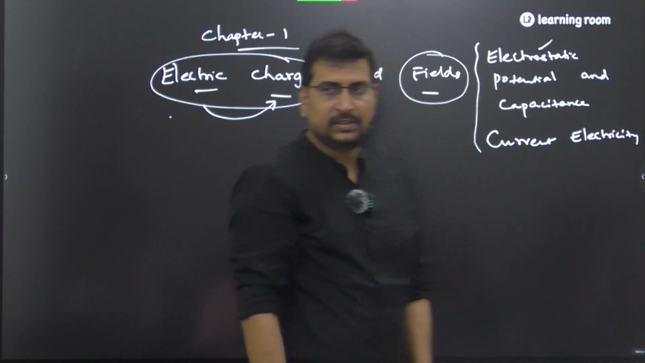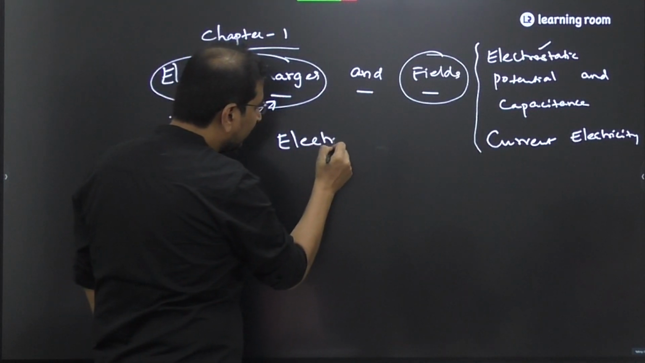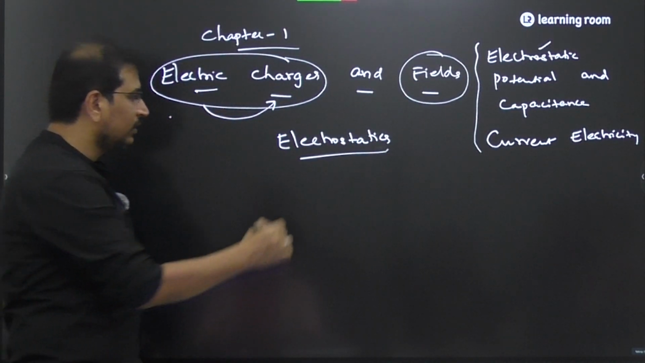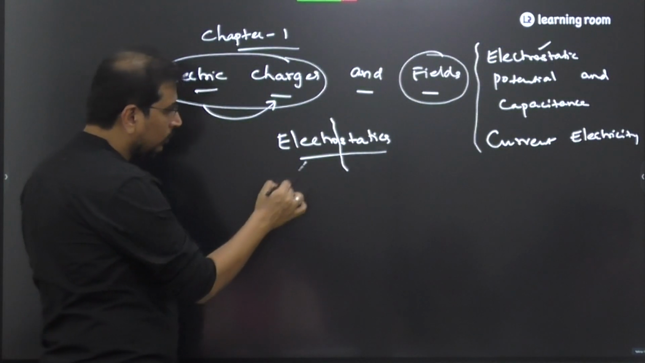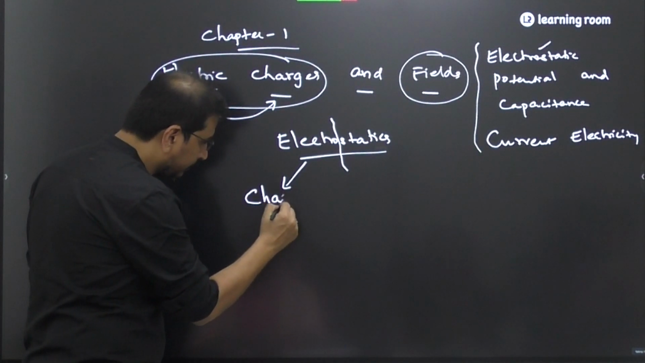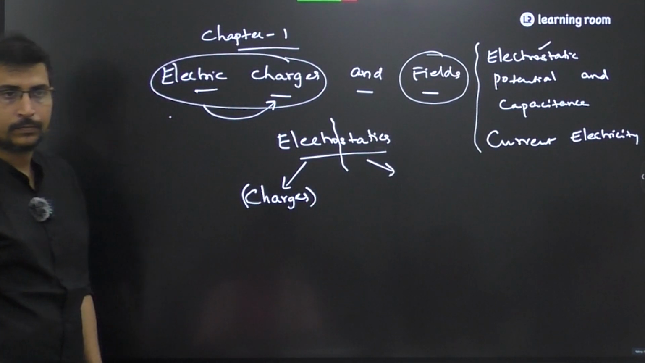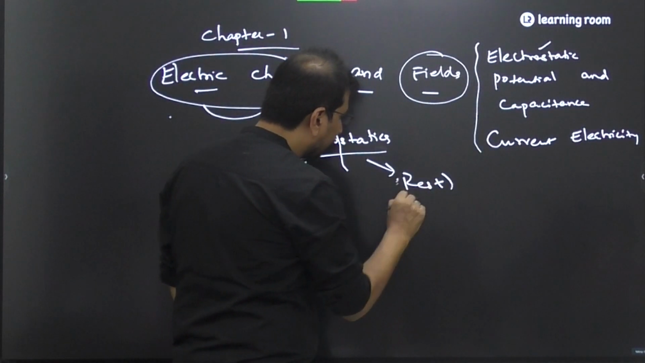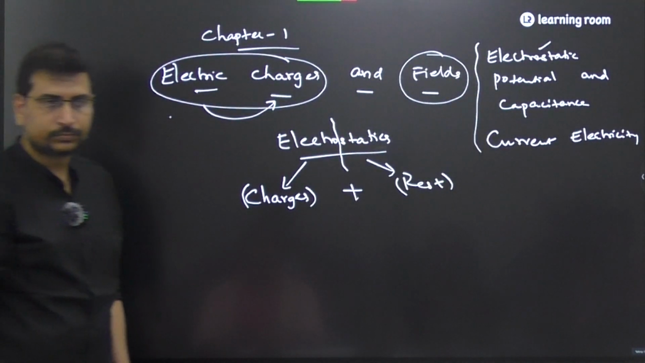So the branch of physics under which these two chapters fall is called as electrostatics. So what we'll do is we'll break this word into two parts. Electro refers to charges. Statics refers to rest. Right? So, if I am able to combine these two terms, what can I call it as?